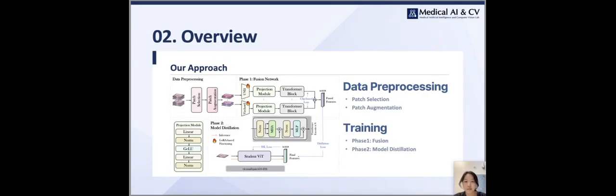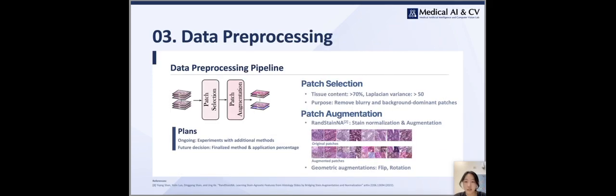We would like to start off by introducing our architecture. Our architecture consists of 3 main parts: data preprocessing and 2 training phases, including fusion network and model distillation. Each part will be discussed further in detail. The data preprocessing stage includes patch selection and patch augmentation. We selected patches with over 70% of tissue content and a Laplacian variance above 50 to remove blurry and background-dominant patches. The thresholds were determined empirically.